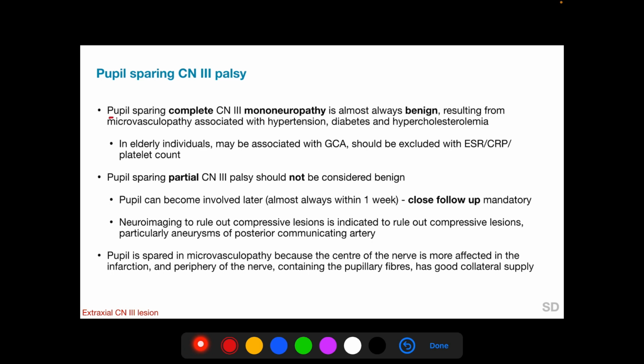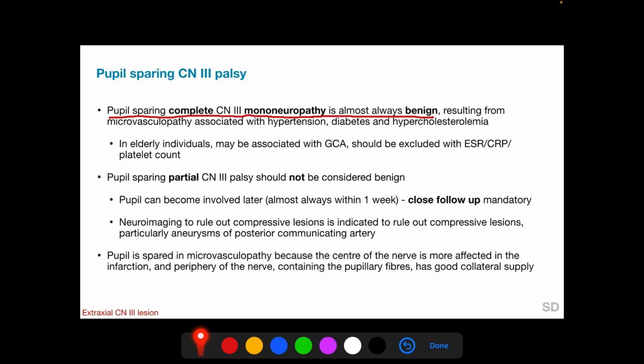So this is a very important statement to remember, that if an isolated CN3 palsy is both complete and spares the pupil, it is almost always benign. And the only important exception to this statement is in elderly individuals, in which case this kind of presentation may be associated with giant cell arteritis, which has to be excluded with ESR, CRP, and platelet count evaluation.